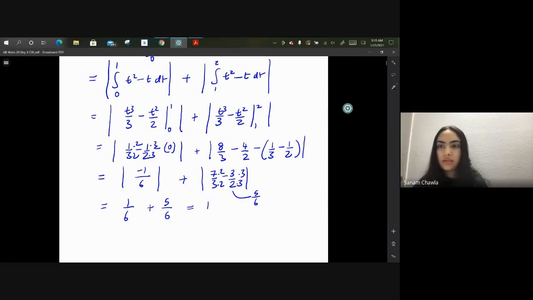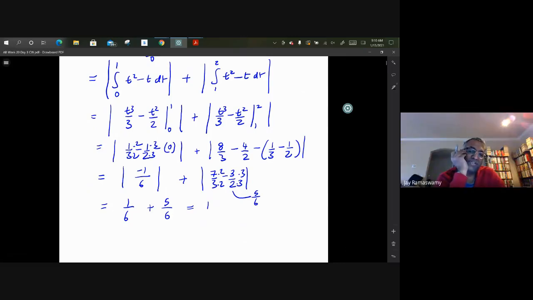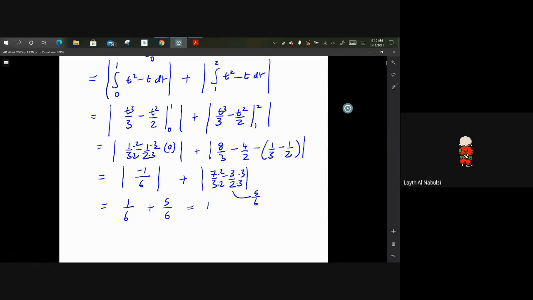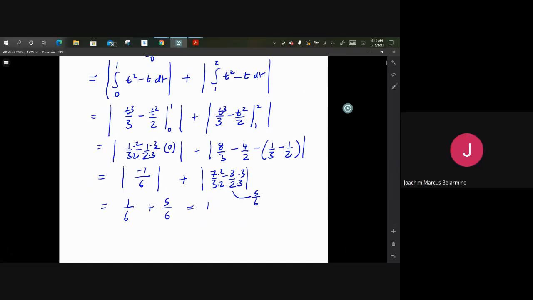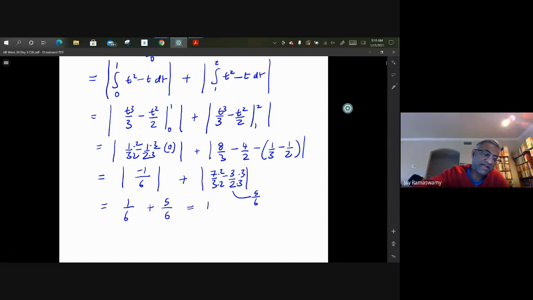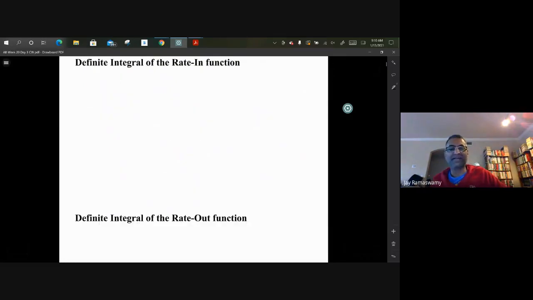I want you to observe the process. You break up the integral at the relevant x-intercept. So your first step is always finding the x-intercept. Is that clear? Yes. And then add up the integrals. It's not brand new, but it's an important idea.